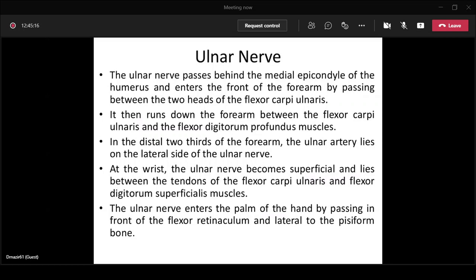In front and back are just the words in the book, but the main thing is that when the forearm is pronated, the ulnar nerve goes, instead of in front, on the back of the flexor retinaculum. So it is better to use the words superficial and deep. Passing in front of the flexor retinaculum, lateral to the pisiform bone, it enters the palm.